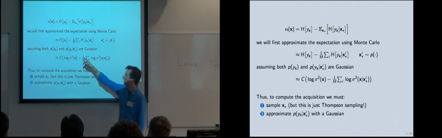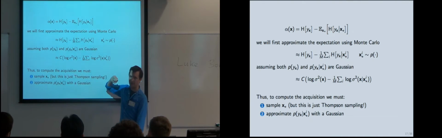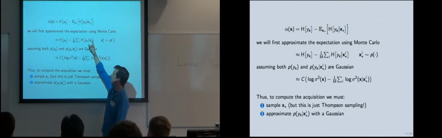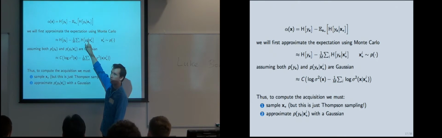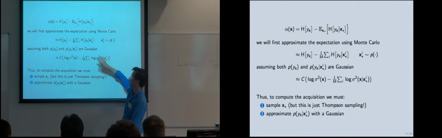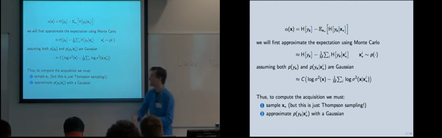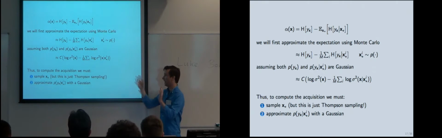So this one, obviously, I know that this is Gaussian. This one is not Gaussian. So instead, what I'm going to do is ultimately end up with a Gaussian approximation for this distribution, and that allows me to perform this calculation. All I have to do is take the difference of two variances, and that is my acquisition function.